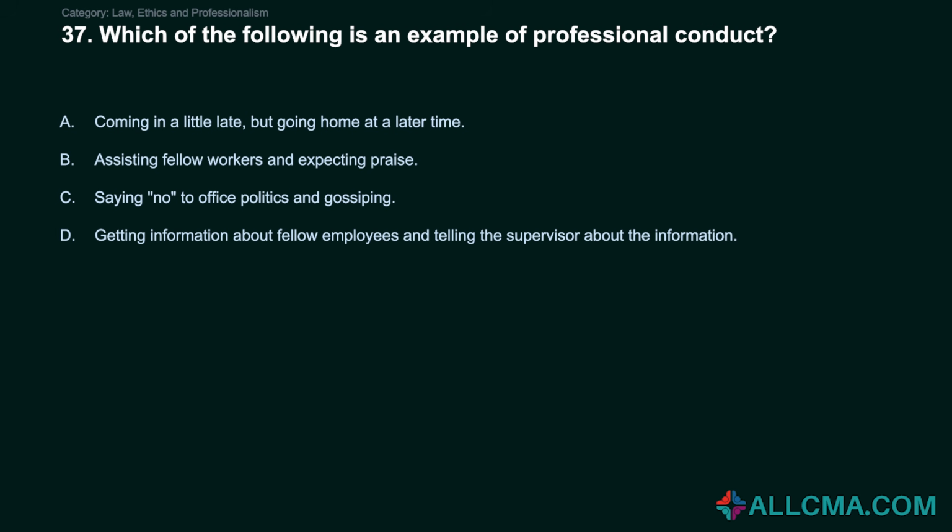37. Which of the following is an example of professional conduct? A. Coming in a little late, but going home at a later time. B. Assisting fellow workers and expecting praise. C. Saying no to office politics and gossiping. D. Getting information about fellow employees and telling the supervisor about the information. Correct answer: C. Saying no to office politics and gossiping.